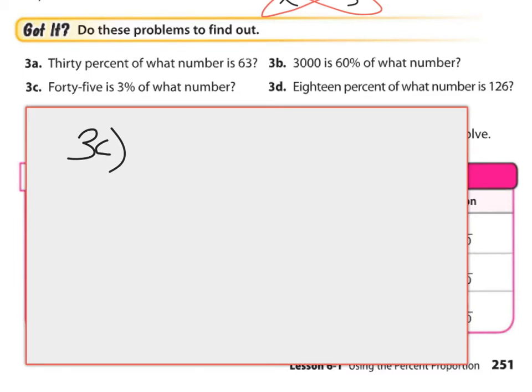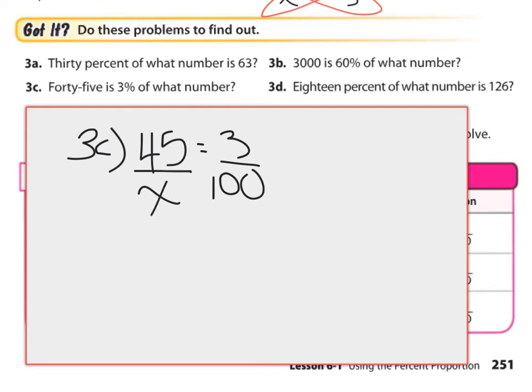3C. 45, I hope you're reading with me right here. 45 is 3%. You see how I wrote that? Of what number? 45 out of what number? Okay? Again, as I've always said, you can cross product. Multiply 45 times 100 and 3 times x, and you have 3x equals 4,500. 3x equals 4,500, or you can just look at the proportionality of it.